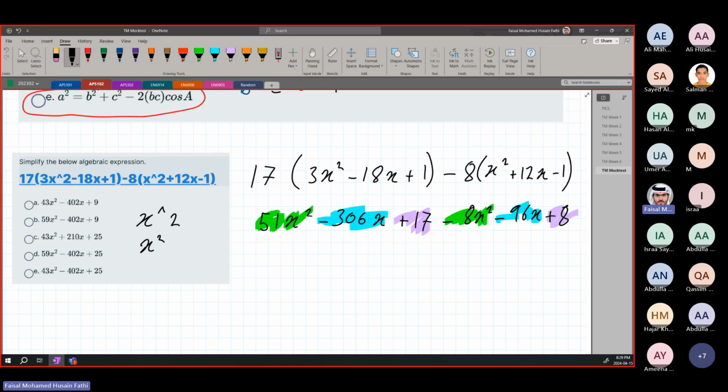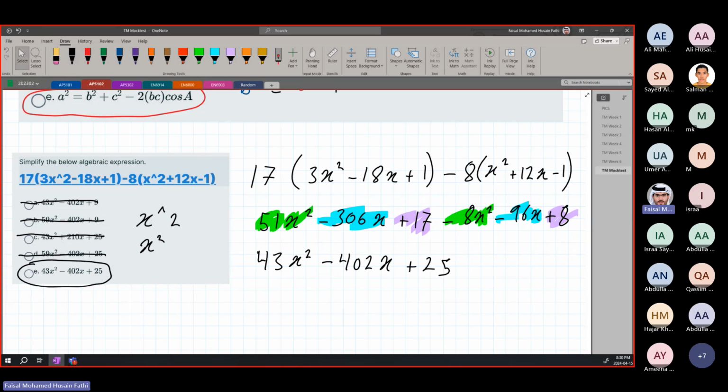So we're going to get 51x squared minus 8x squared, so it's 51 minus 8. We'll have 43x squared, minus 306 minus 96, we're going to get minus 402x, plus 17 plus 8. So 17 plus 8 is 25. So we know this is wrong. It has a 9. We know we have 25. These are all correct. In the middle, we have 402x, so it's not this. The first one is 43x, so it's not this. This is our answer. All right. Very simple. Let's look at the next question.